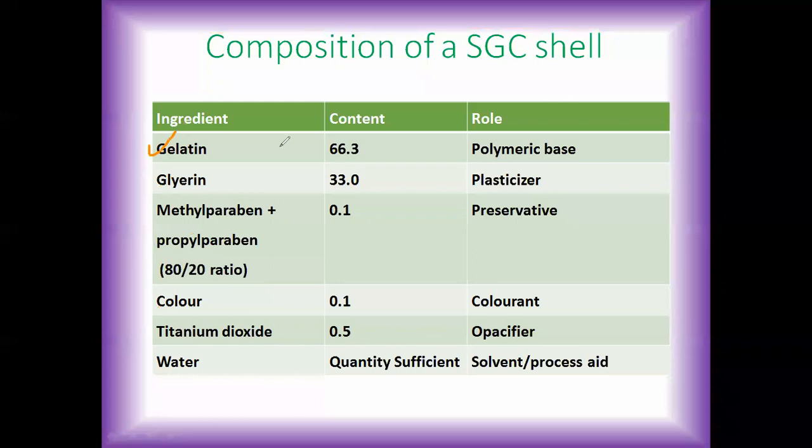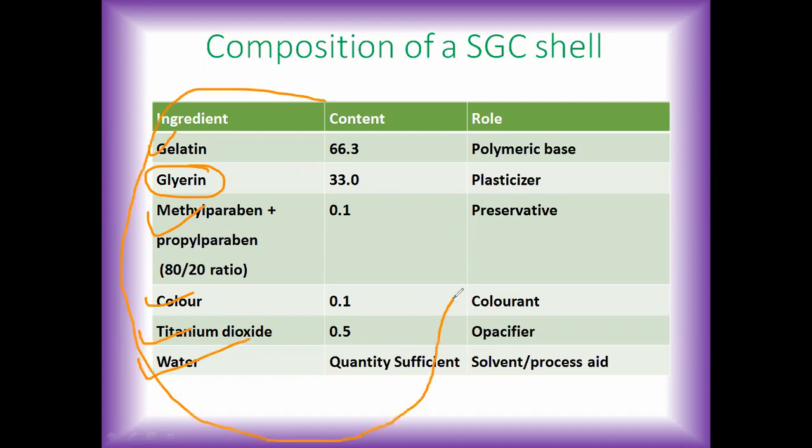So it includes the basic polymeric base, that is gelatin, then the plasticizers, which will give flexibility to the soft gelatin capsules. Then we use preservatives such as methylparaben and propylparaben in a ratio of 80 to 20, colors, then opacifiers and water. So this is the basic composition of soft gelatin capsule cell.